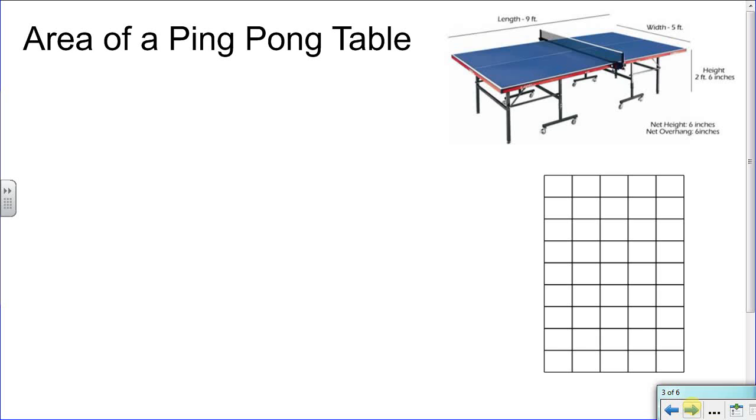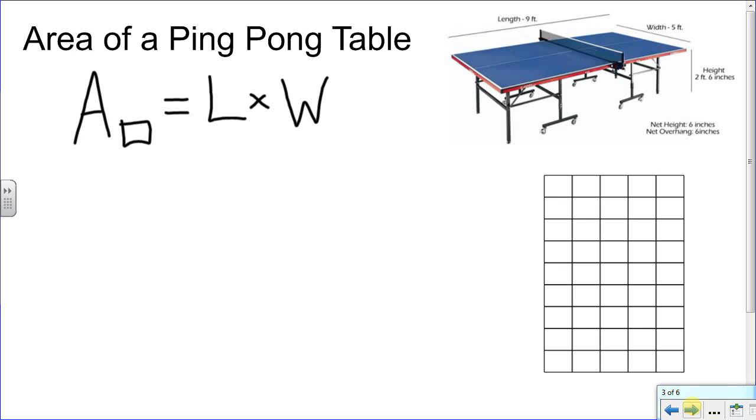So I want to talk about the area of a ping pong table. The area on top, how much space is on top in 2 dimensions on top of that ping pong table. And as you can see from the picture, they have the length as 9 feet and the width as 5 feet. And so the formula or the equation we can use for the area of a rectangular figure is length times width. Area is equal to length times width.